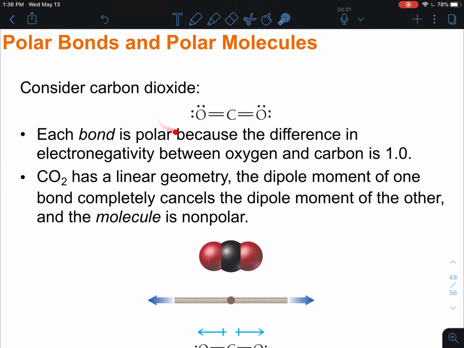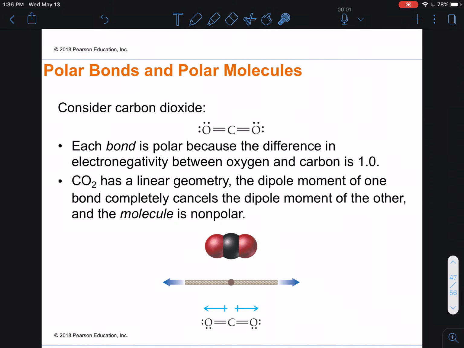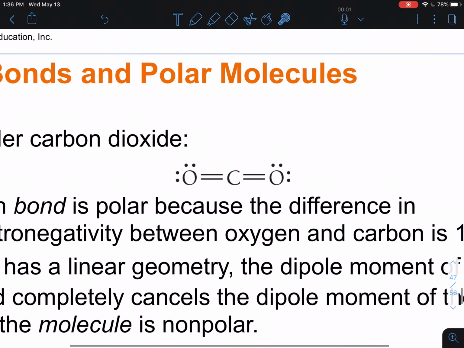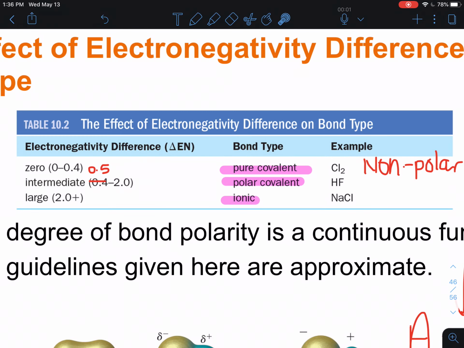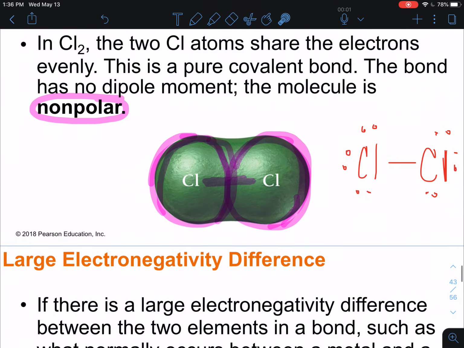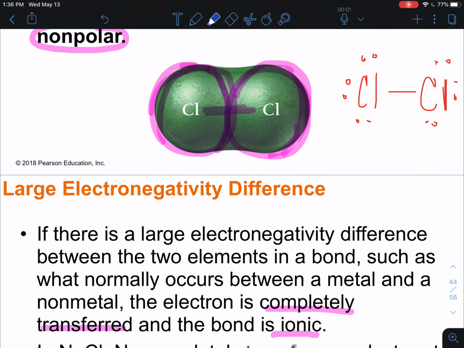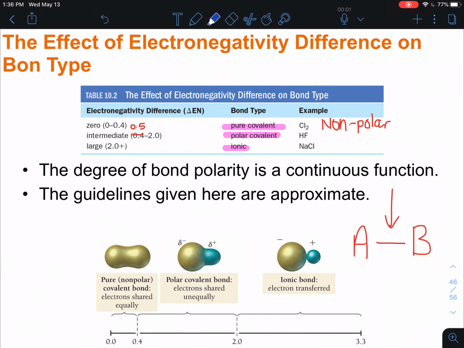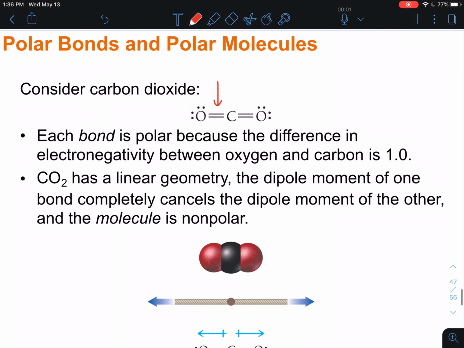So for example, let's look at carbon dioxide. Carbon dioxide is a perfect example of this. If we just evaluate the bonds, carbon has an electronegativity of 2.5, and oxygen has an electronegativity of 3.5. So the electronegativity difference is 1, which is greater than 0.5. That means that this bond is polar, and so is this.